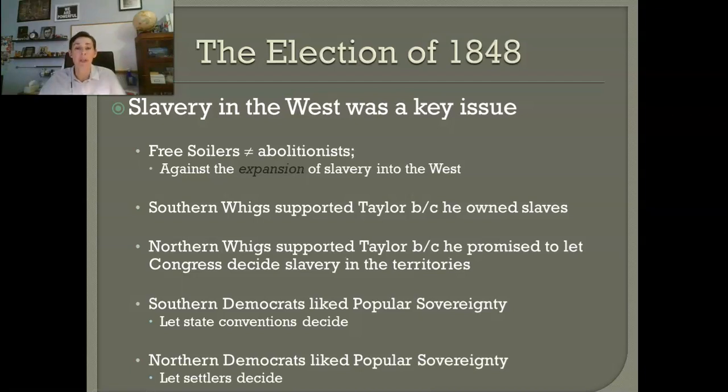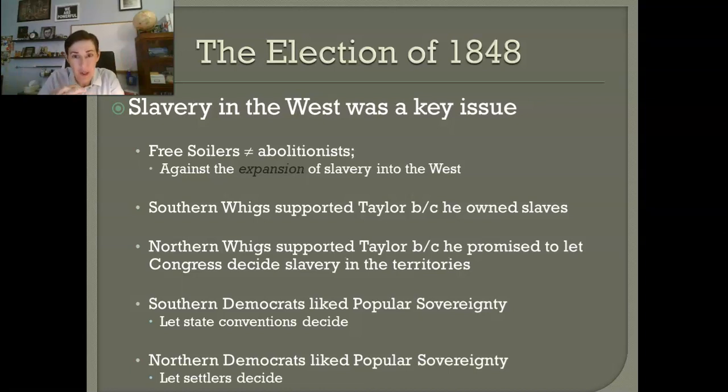So slavery in the West was a key issue. Now, I want you to understand that free soilers were not abolitionists. They didn't want to get rid of slavery. They just didn't want to expand it into the West. But they weren't for abolition. Abolitionists were something else. Free soilers were not abolitionists.